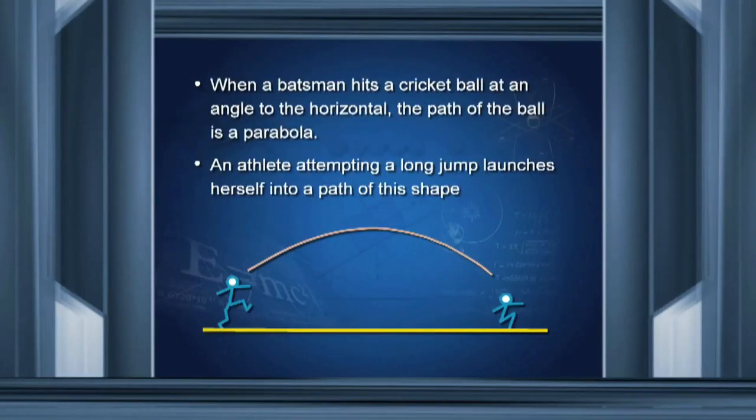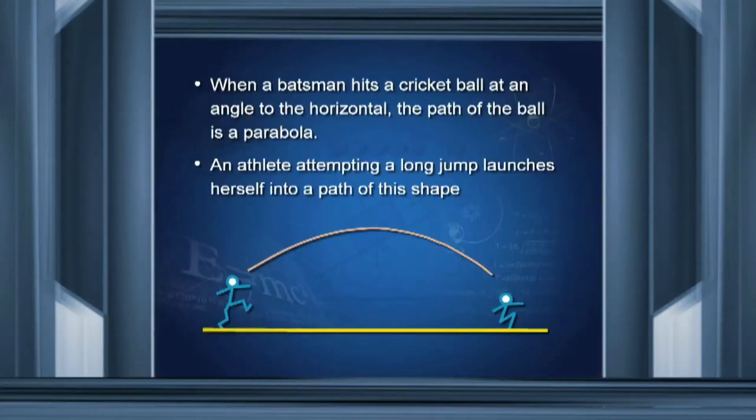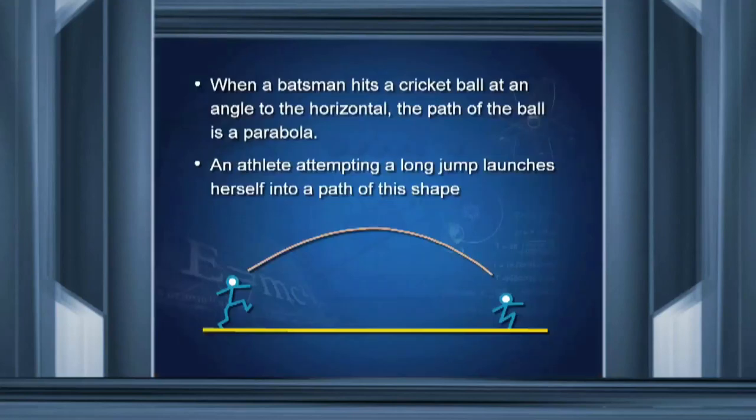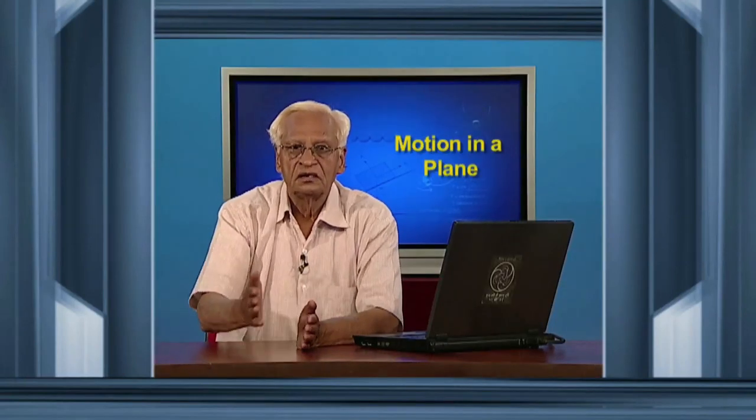When a batsman hits a cricket ball, I mean cricket must be your favorite game, the ball has a trajectory or a path which is parabolic. An athlete attempting a long jump launches herself into a path of this shape as shown here. If you have been to a seaside, you must have seen dolphins jumping out of water and going back into water. I will show you here. This is a dolphin coming out of water, jumps up, comes down into the water. And what is the path? The path followed by this dolphin is a parabola. So, we have now enough recognition of parabola.